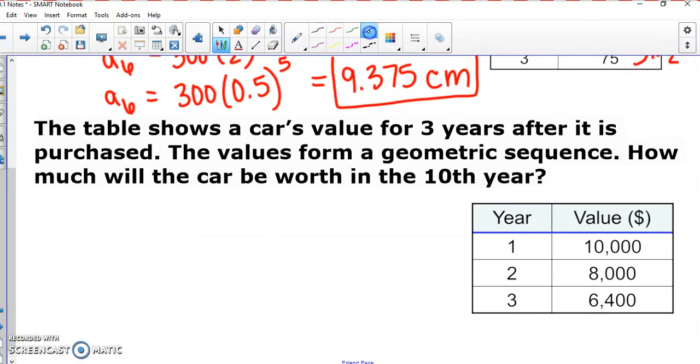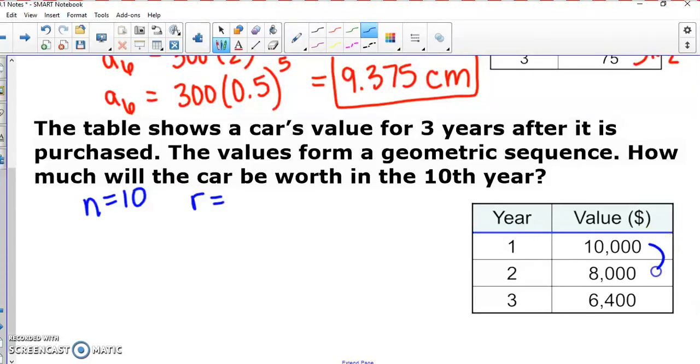Okay, last one then. This table shows a car's value for 3 years after it's purchased. And again, it forms a geometric sequence, so we want to know how much the car is going to be worth in the 10th year. So our n value is going to be 10. Again, we don't know the common ratio for this geometric sequence.